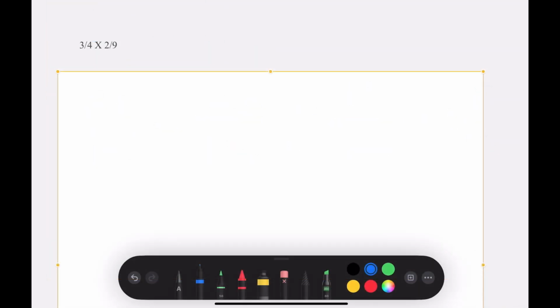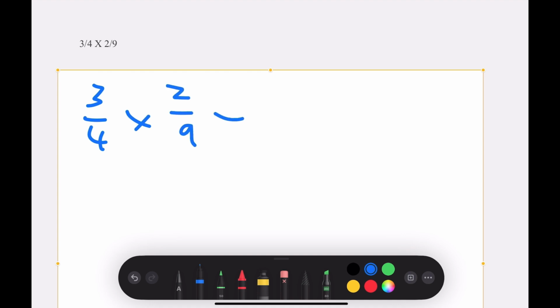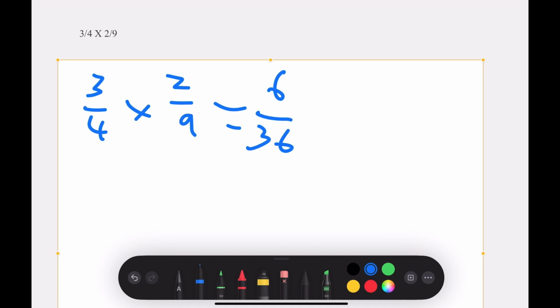Okay, now let's move on to multiplying fractions. So multiplying fractions is way easier than adding and subtracting fractions. For multiplying fractions, you do the same as you would any other number basically. So 3 over 4 multiplied by 2 over 9. So what we'd do is we'd multiply the 3 by the 2 to get 6, and we'd multiply the 4 by the 9 to get 36. So with multiplying, we actually change the denominator, whereas with adding and subtracting it just stays the same.